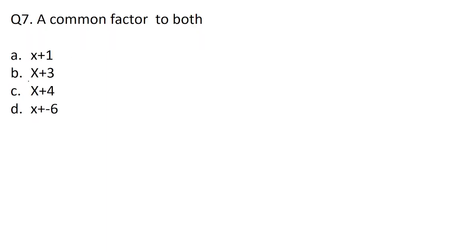Moving ahead to question number 7. Question number 7 is missing again. We need a common factor of both. Now look here, what is the missing data? x square plus 7x plus 12. We have to find out the common factor for these two given expressions, x square minus 5x minus 36. How to do this, guys? Very easy. You can use the splitting middle term method.